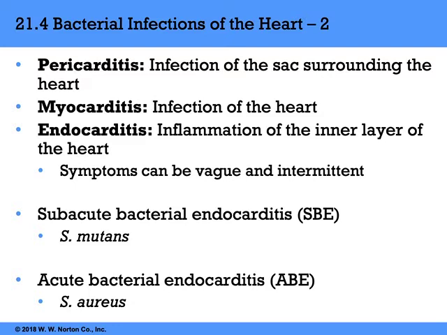The symptoms can be vague and intermittent. Examples of pathogenic agents include Staph mutans and Staph aureus. Again, the idea here is that they can colonize the endocardium, they can grow there, they can damage the tissue, and then they can produce inflammation.